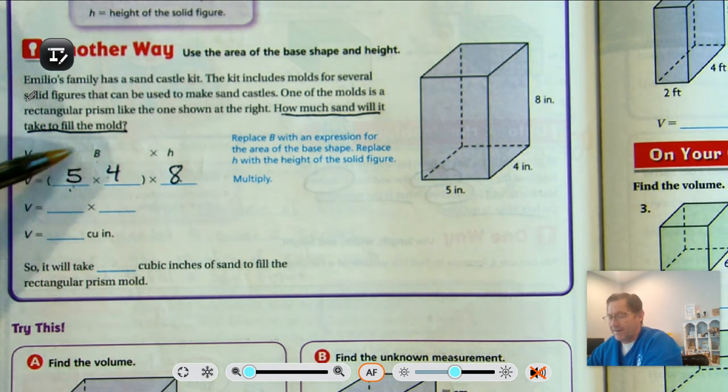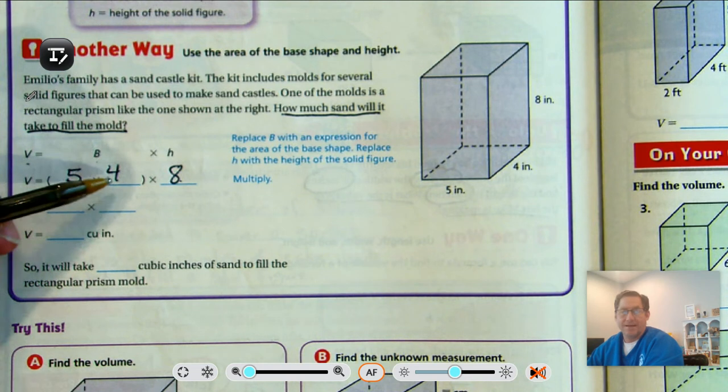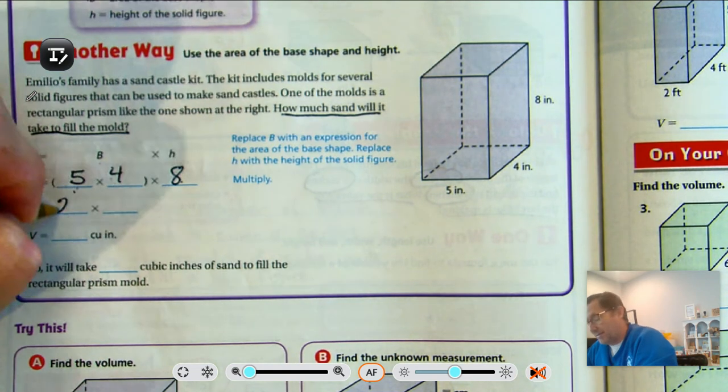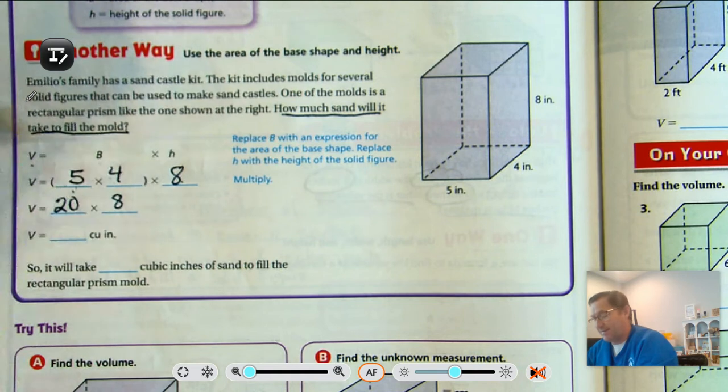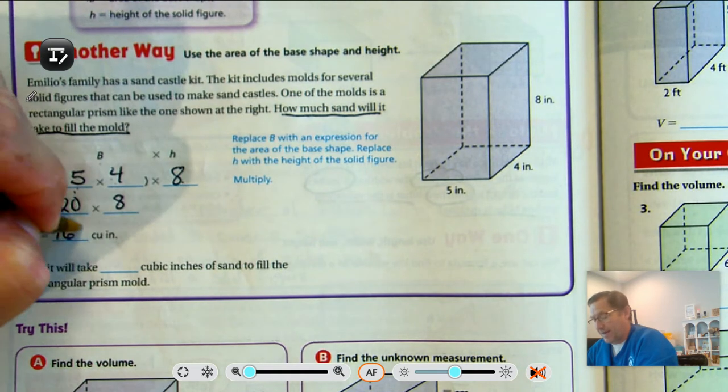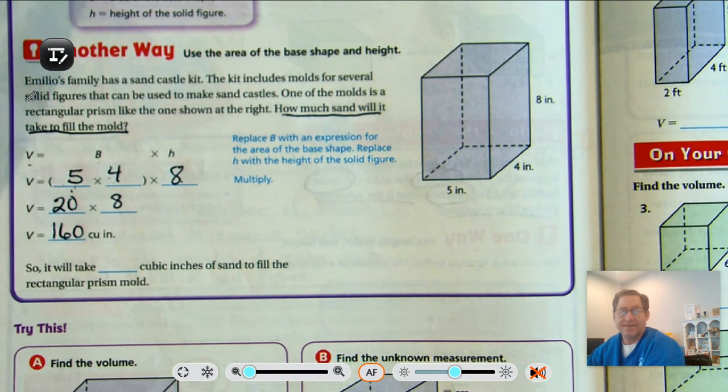So how do we find the area of the base? We multiply the length and the width. So the base is 20, and the height is 8. So 8 times 2 tens is 16 tens, or 160 cubic inches.